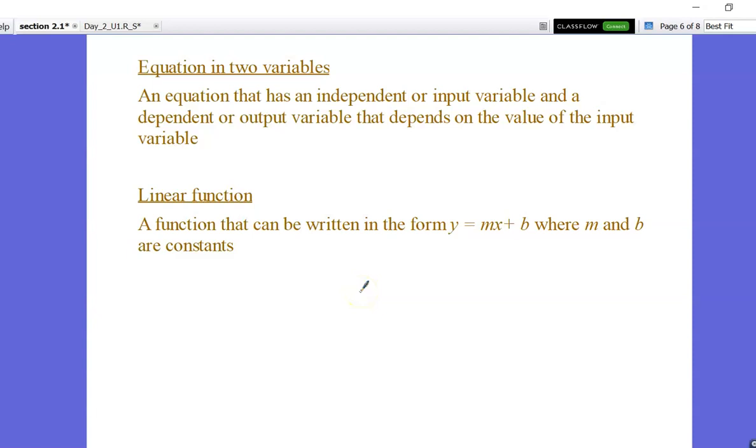All right, some other topics we're going to cover. We're going to talk about linear functions and linear equations. When we're talking about an equation in 2 variables, it will always have an independent or an input variable and then a dependent or an output variable. The dependent or output variable will always depend on what you put into the equation. A linear function can be written as y equals mx plus b.